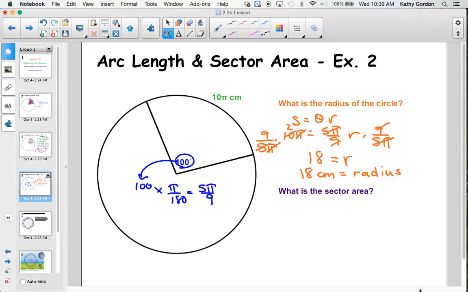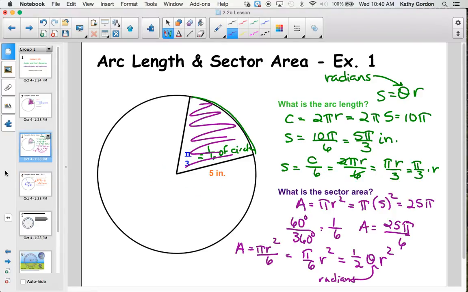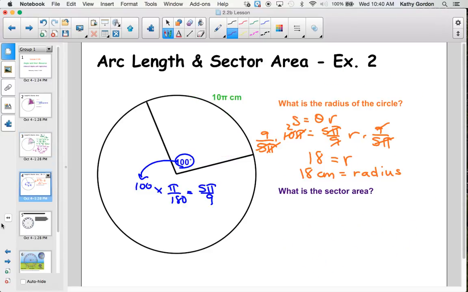All right, what about sector area? Harry, what did you do for sector area? I didn't get the full equation. Okay, tell me how you set things up. Oh, you mean the equation from the last one? That's good, so that's our equation. Now tell me what that should look like in this case. Fill in 18 for r.